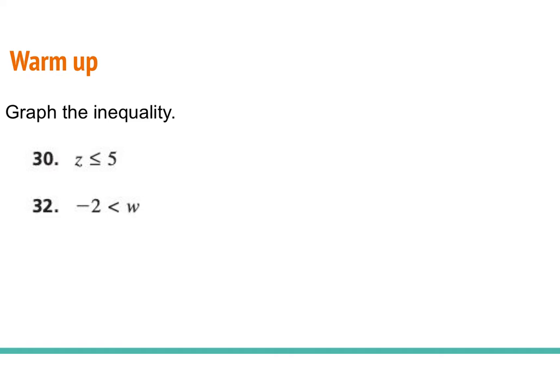We're going to start with a little warm up. We need to graph the inequalities: Z is less than or equal to 5, and negative 2 is less than W. Go ahead and try to graph those, and then we'll go over them.